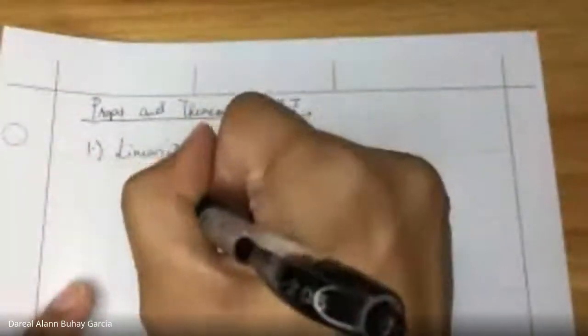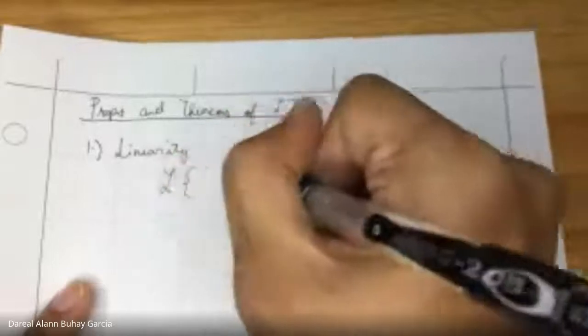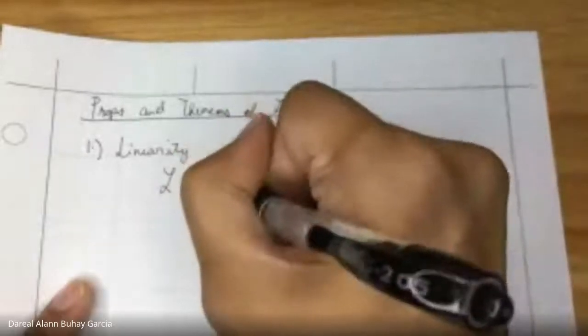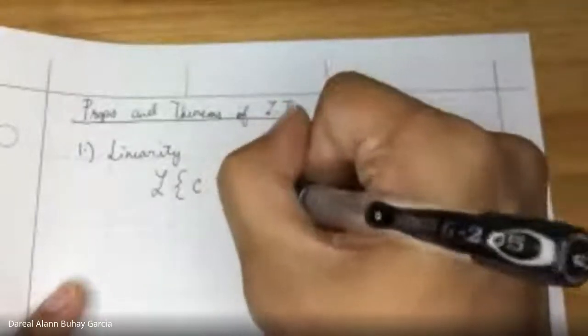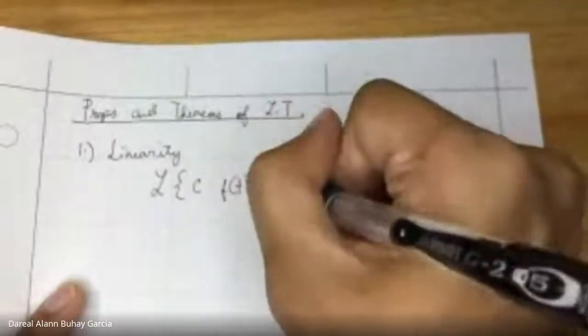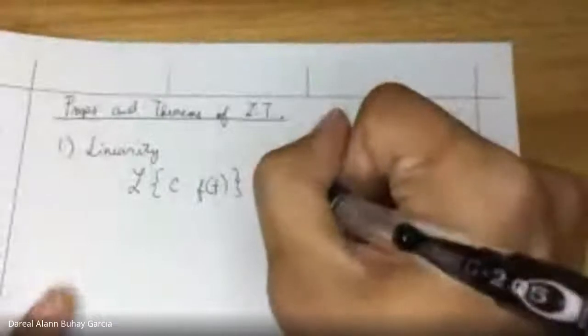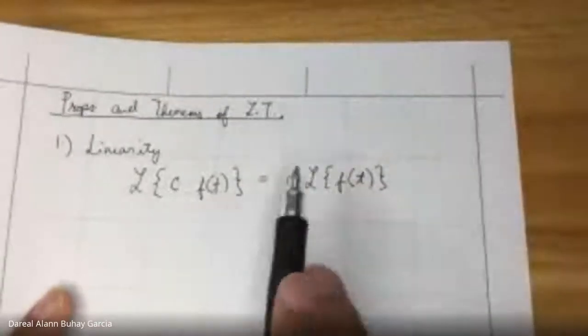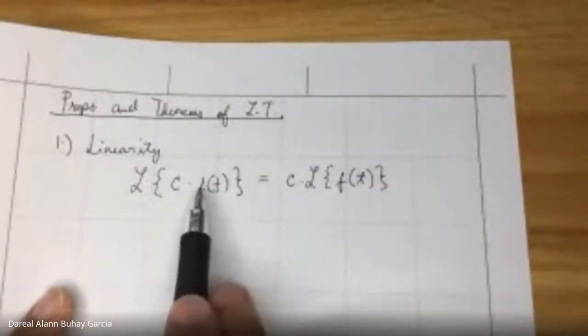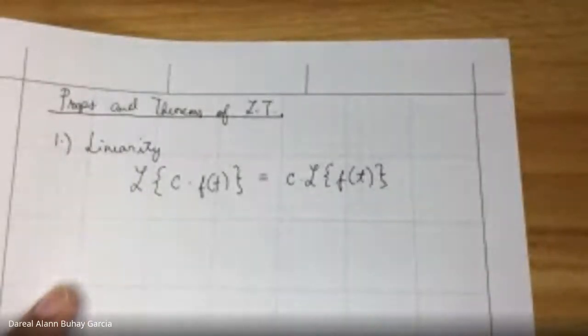The Laplace transform of a constant times a function f of t is just equal to the Laplace transform of that same function times the constant. So the constant can simply be taken out.